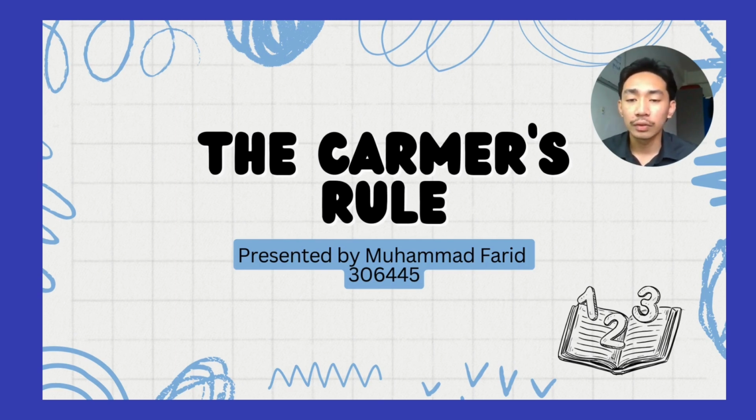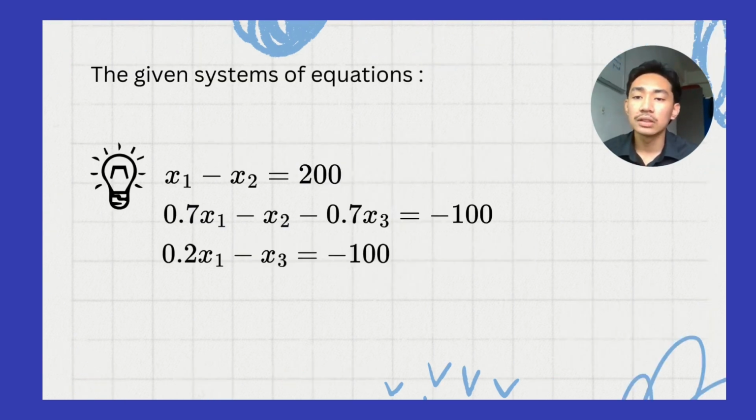I'm going to solve an equation with the Cramer's rule method. This is the given system of equations: x1 minus x2 equal to 200, 0.7 x1 minus x2 minus 0.7 x3 equal to negative 100, and 0.2 x1 minus x3 equal to negative 100.